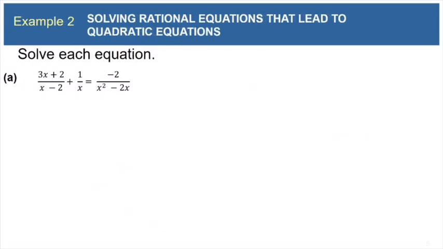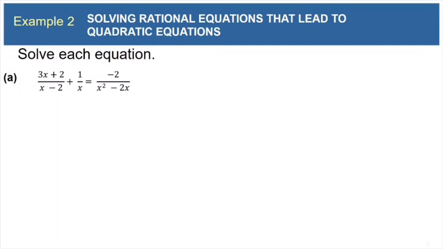Now let's look at example 2 together, and it says solve each equation. And so here we have 3x plus 2 over x minus 2 plus 1 over x equals negative 2 over x squared minus 2x. This is a rational equation just like the last couple that we looked at together, but the difference here is that this equation is a little more complicated than the ones we had before. Notice that the denominator on the right side needs to be factored because this denominator contains a GCF.